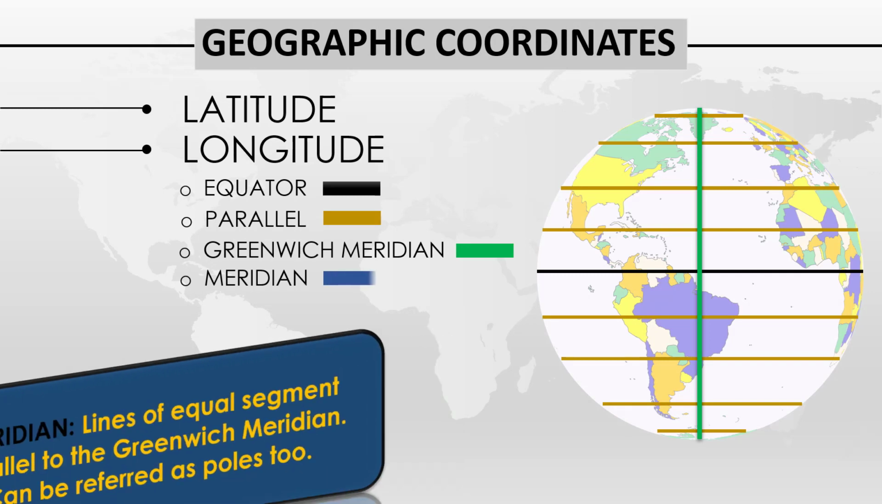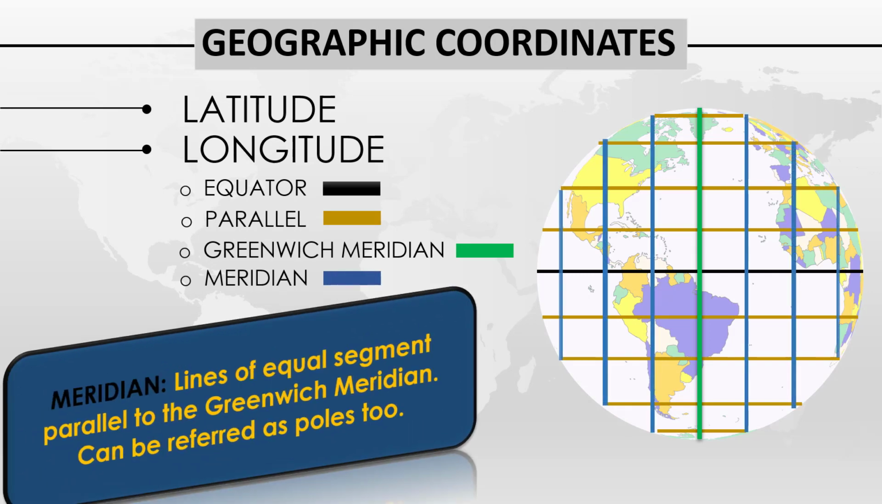The last but not the least is the meridian. These are lines of equal longitude, parallel to the Greenwich Meridian, and they can be referred to as poles. So these are the terms we need to understand.